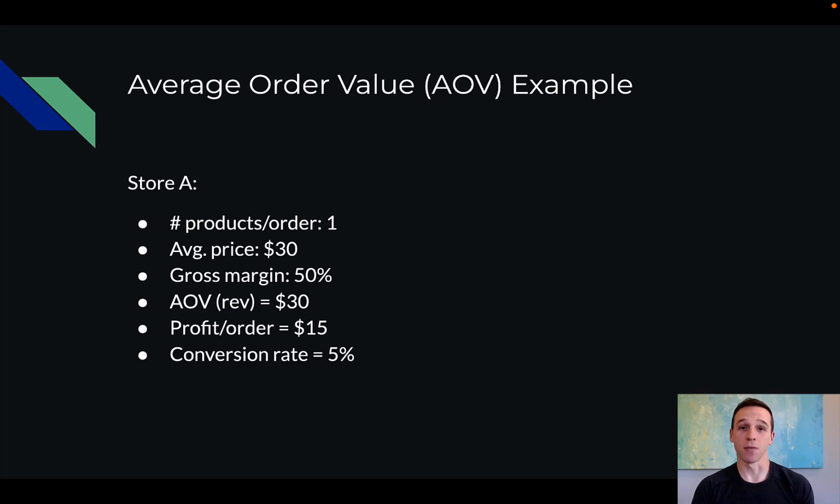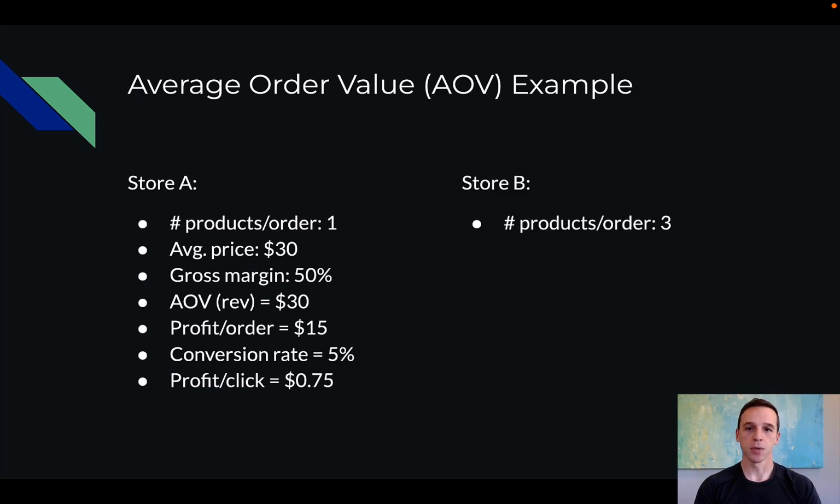And let's say their conversion rate is 5% on whatever traffic source. That means their profit per click is about 75 cents. If they get clicks for 50 cents, they're profitable. If they get clicks for 75 cents, they're breaking even. If they get clicks for $1, they're losing money.